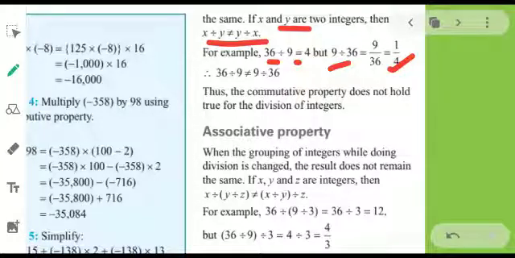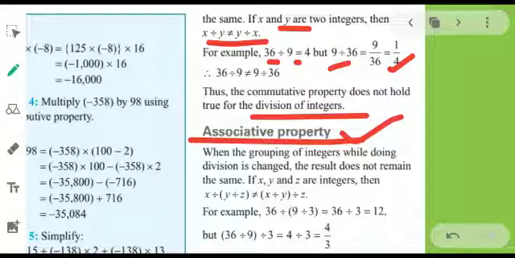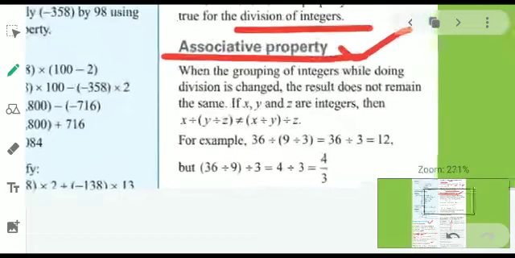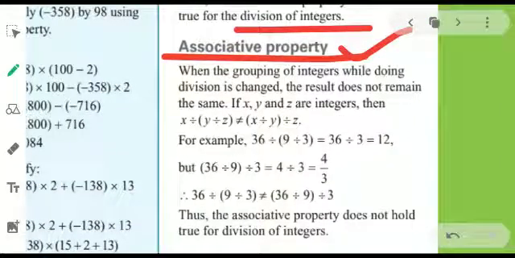Let's move to the next property, which is the associative property. Remember students, when the grouping of integers while doing division is changed, the result does not remain the same. If we change the grouping, our answer will change in division. If we have x divided by y divided by z and we change the group, taking the group of x and y in the second condition, then the answer will change. The answer will not remain the same, it will change.